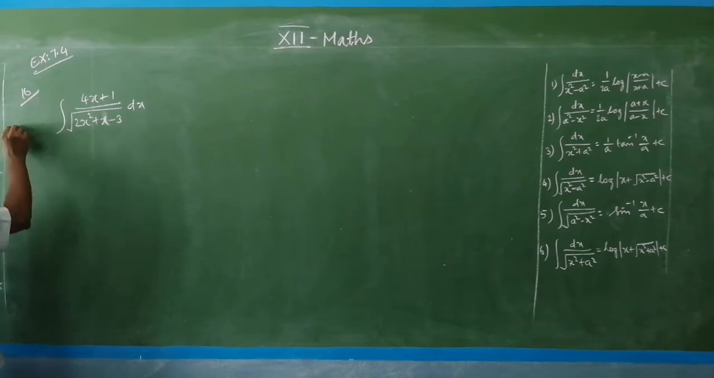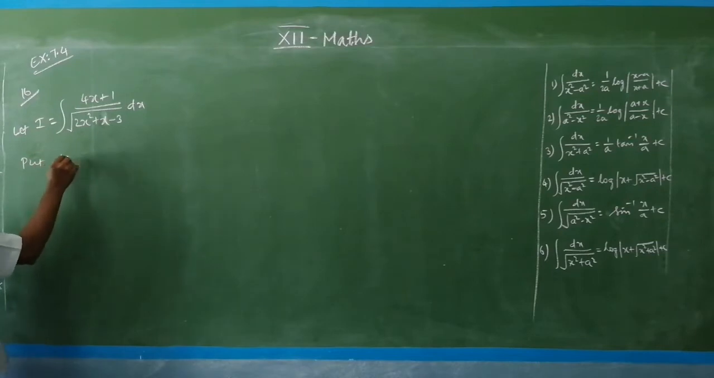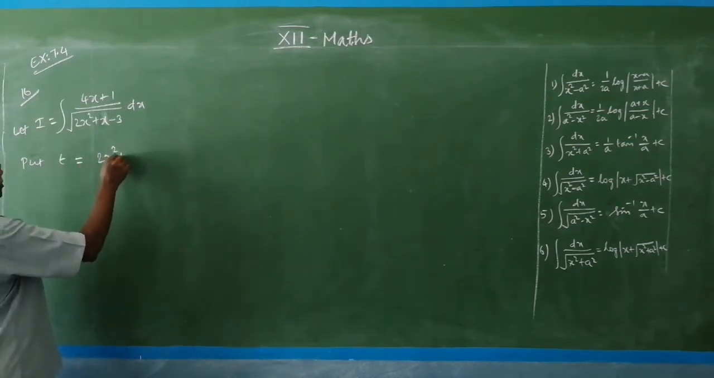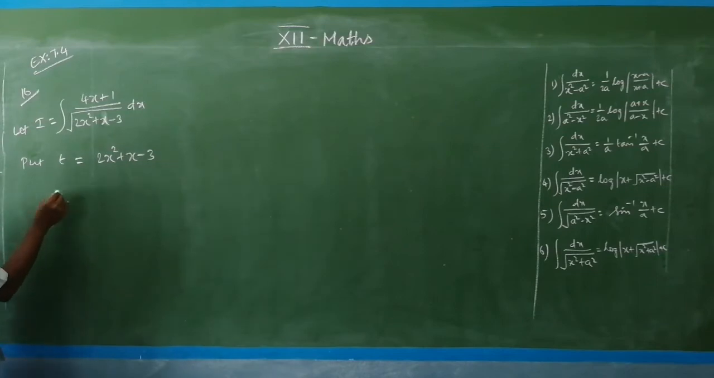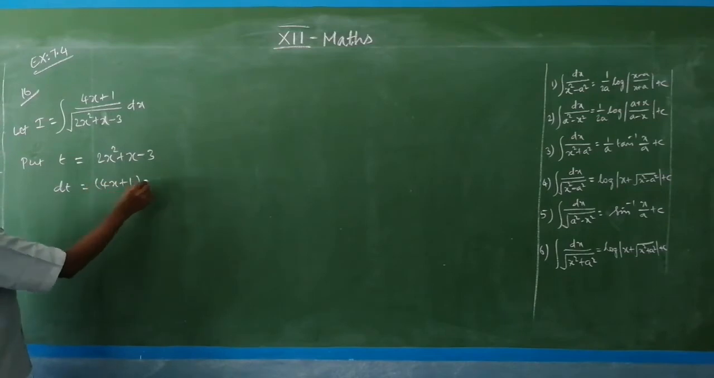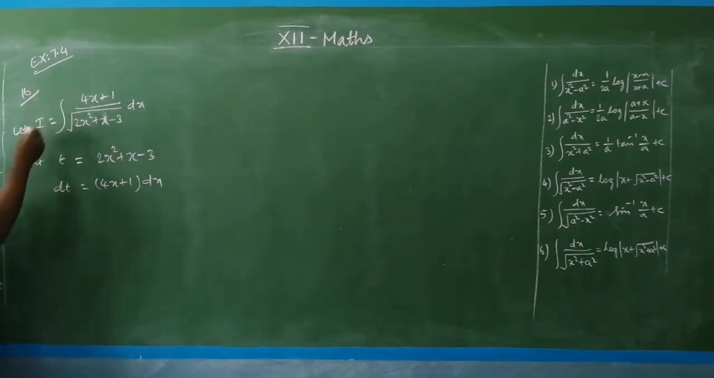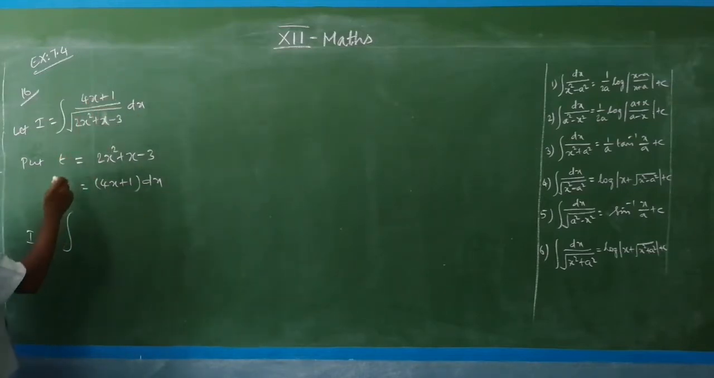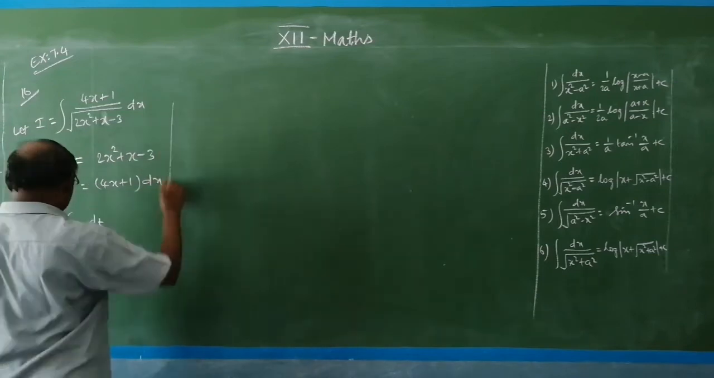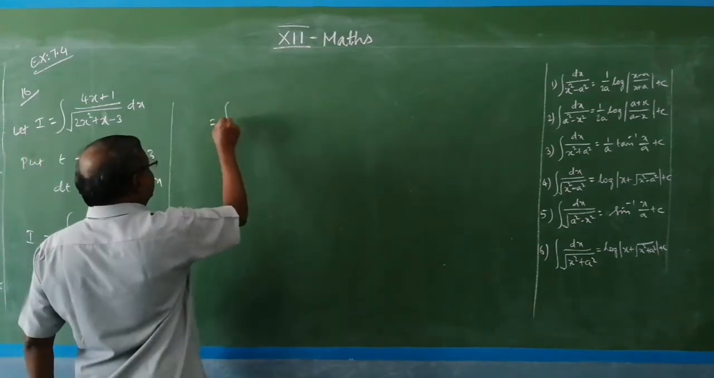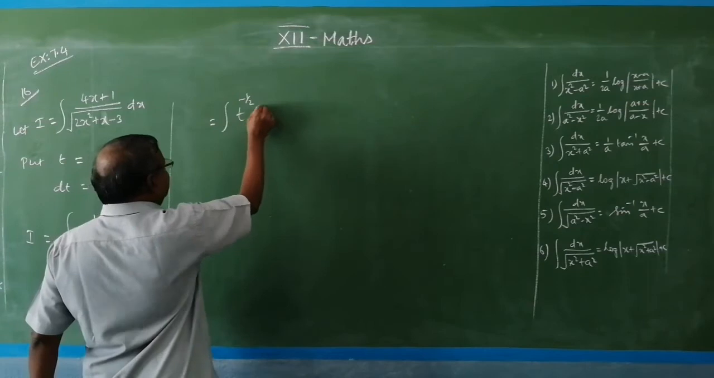Assume I equal to this one, put t equal to 2x square plus x minus 3. Differentiating on either side we have dt equal to (4x plus 1) into dx. Substituting in the above, I equal to integral, instead of (4x plus 1) into dx we can put dt, and the denominator becomes root t, that is t power 1 by 2. This is equal to integral t power minus 1 by 2 into dt.